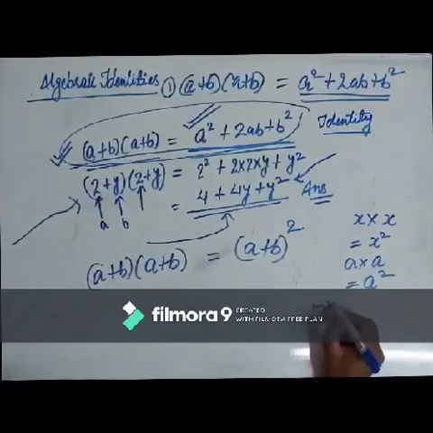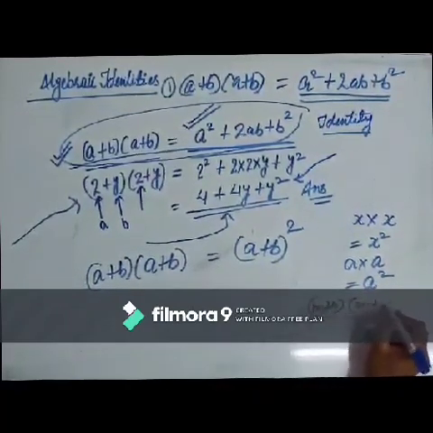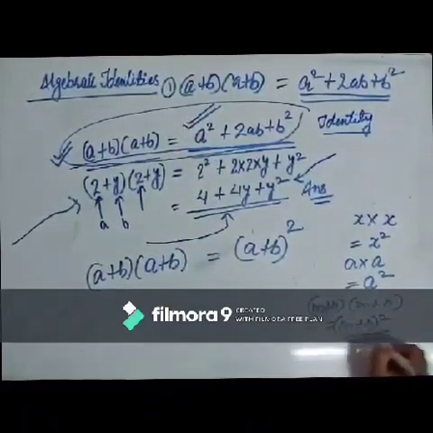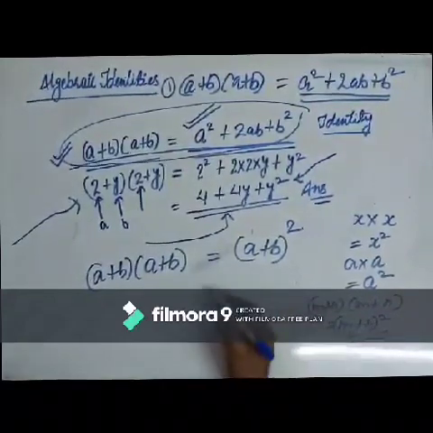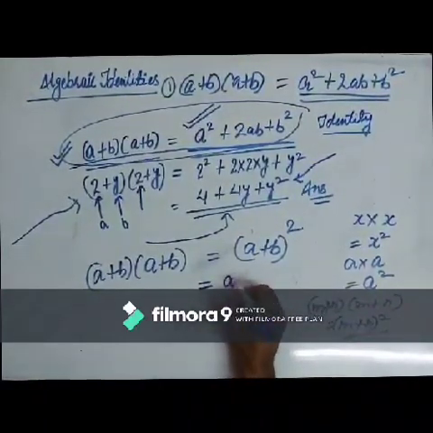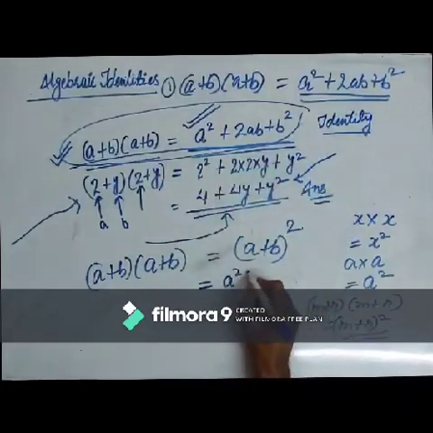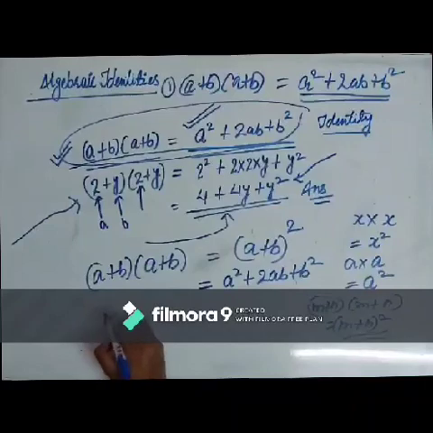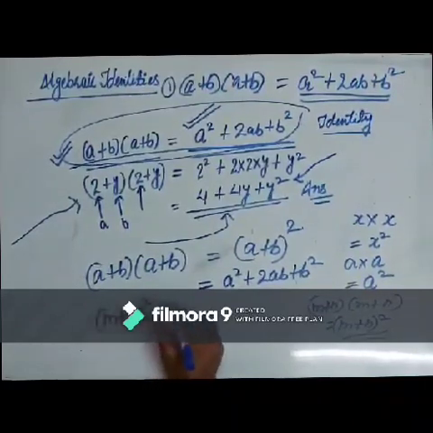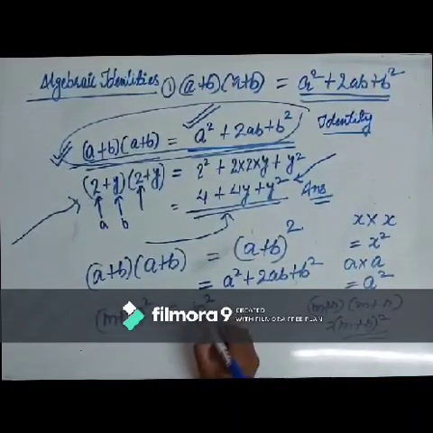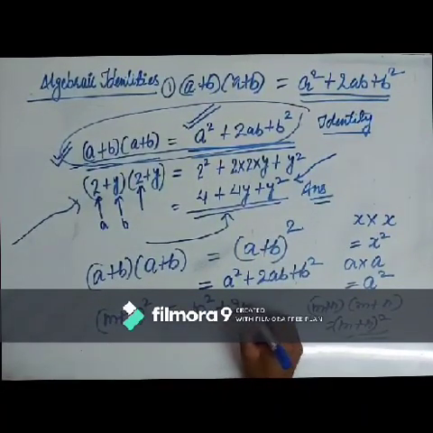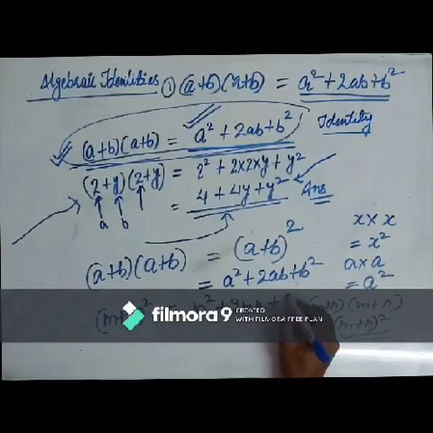What is m plus n into m plus n? This is m plus n whole square. No need to worry about it. So what is your answer? According to the identity, it is a square plus 2ab plus b square. If we have m plus n whole square, then your answer is m square, the first term, plus 2 into the multiplication of first and second, plus the second term n square. Remember it.